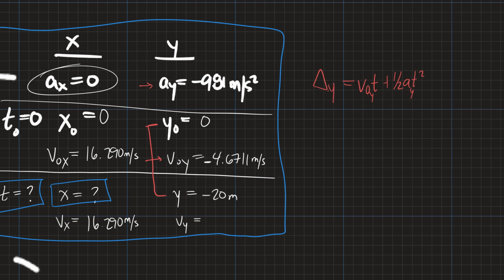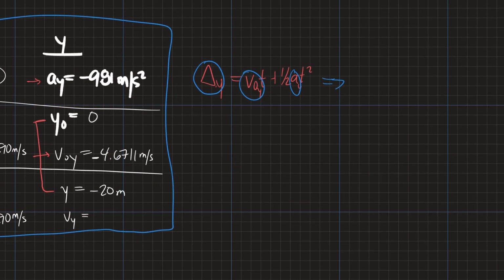For this equation, if I've got a delta y, which I do, a v naught in the y, and an a in the y, then this is going to lead to a quadratic formula. So this is going to lead to t equals negative b plus or minus the square root of b squared minus 4ac, all divided by 2a. Which means, yes, I can solve it.